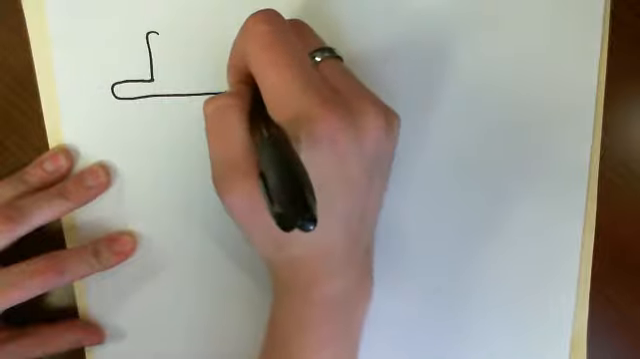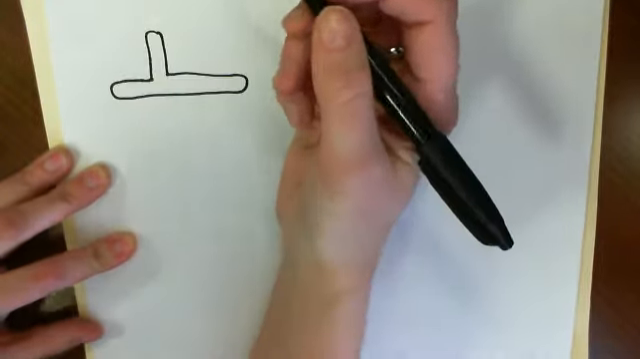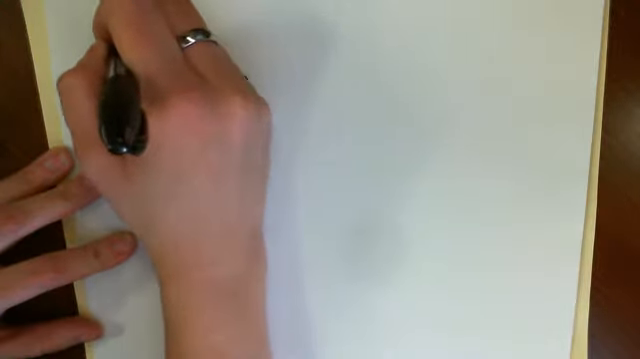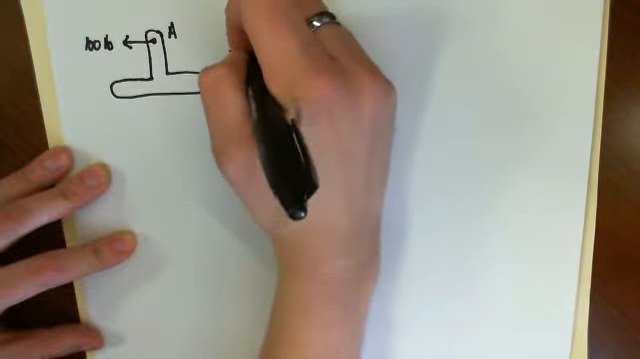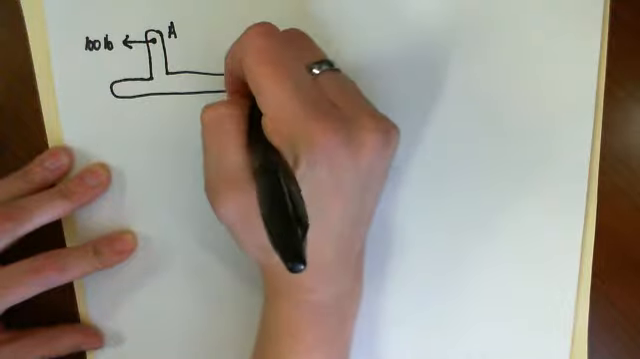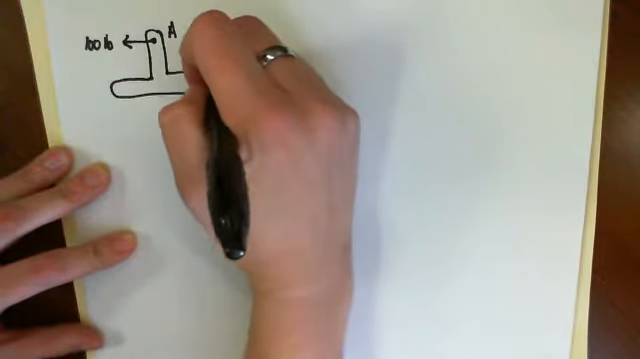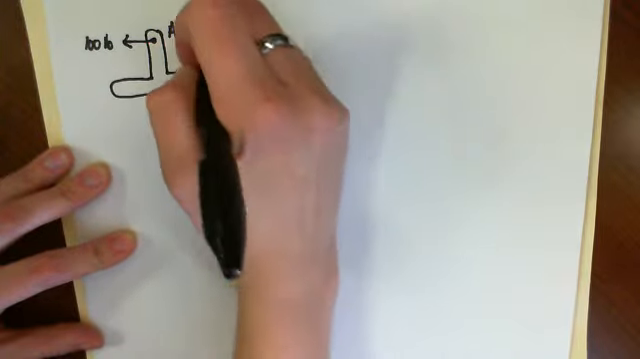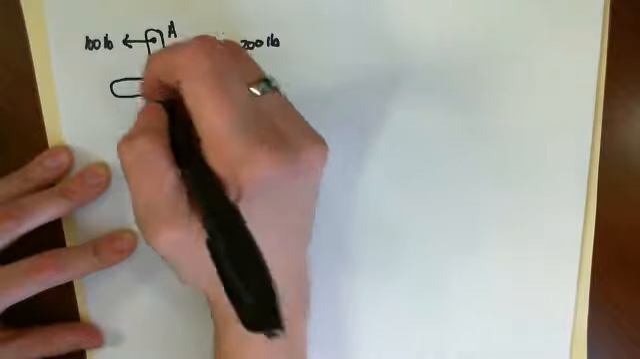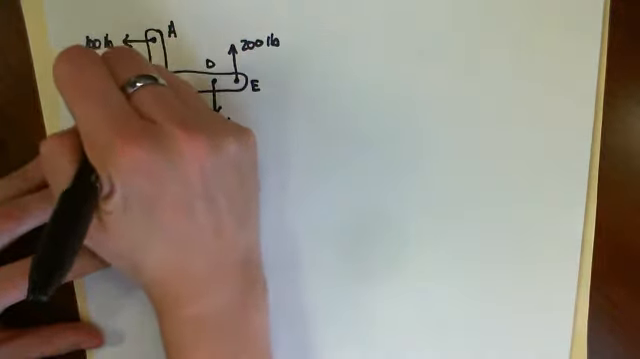Let's do some examples of how to calculate the moment on a member. I have a 100-pound force being applied at A, 200 pounds applied at point E, 300 pounds applied at D, and I also have points labeled B and C.